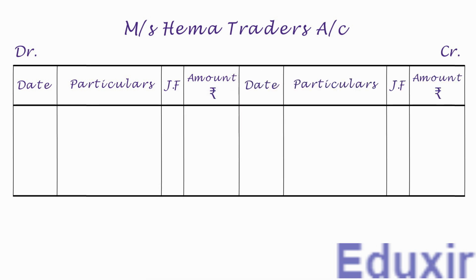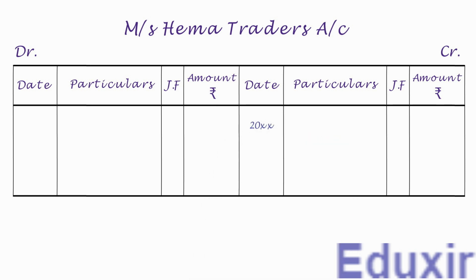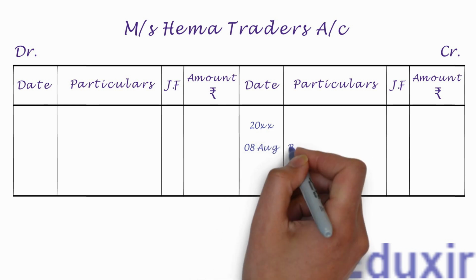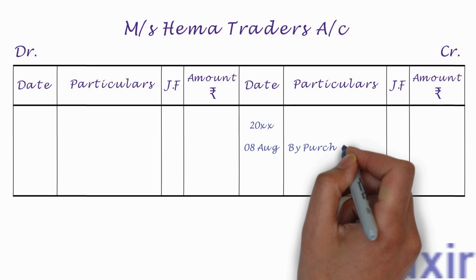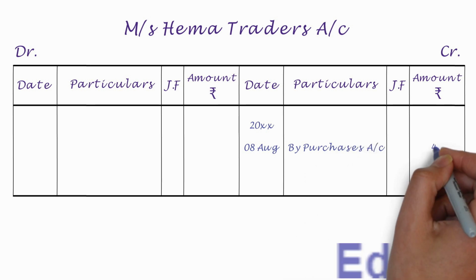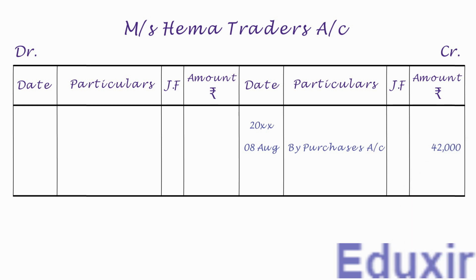Now on the credit side, let us first write the year in the date column. Let us now write the date. We need to write by purchases account into the particulars column. Let us write the credit amount of 42,000 rupees into the amount column. With that, we have completed the posting of this journal entry into Hema Traders account. Let us now take up the next entry.